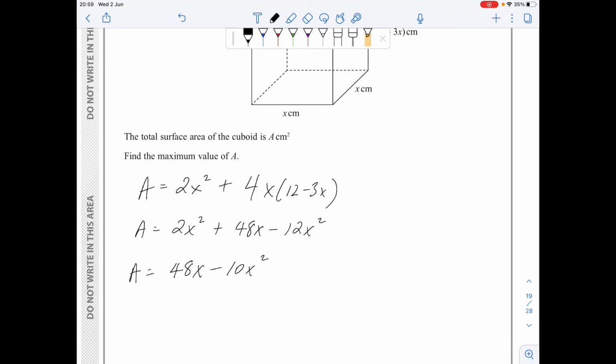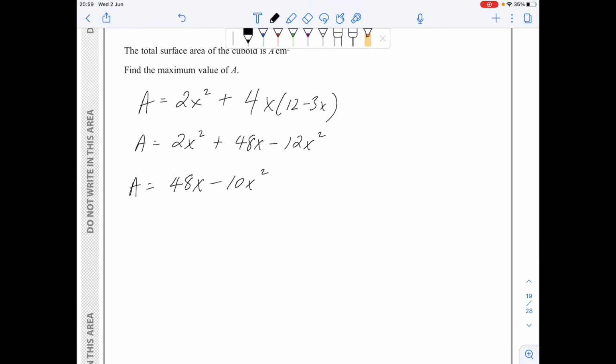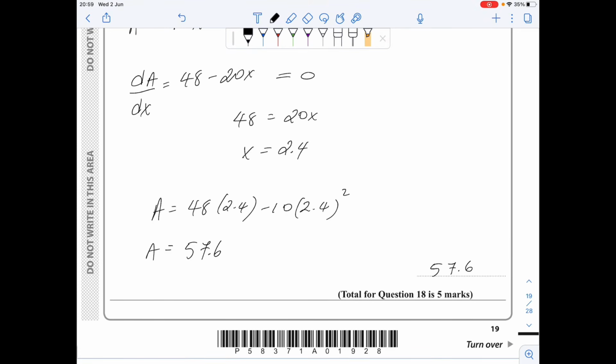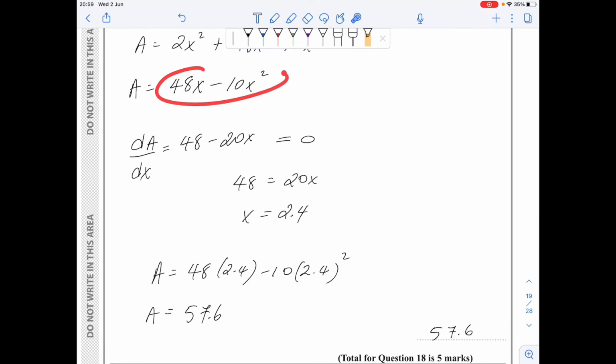10x squared. To find the maximum value of A, I will use differentiation. dA/dx is equal to 48 minus 20x. For a maximum, I set this equal to 0. And if I solve this one, 48 equals 20x. x comes out to be 2.4. So the maximum value of A is equal to 48 times 2.4 minus 10 times 2.4 squared, and this will be 57.6. Note, you can also solve this question by completing the square and locating the coordinates of the turning point.